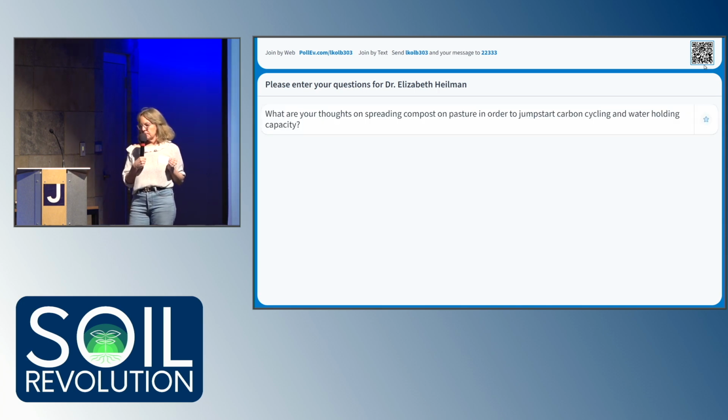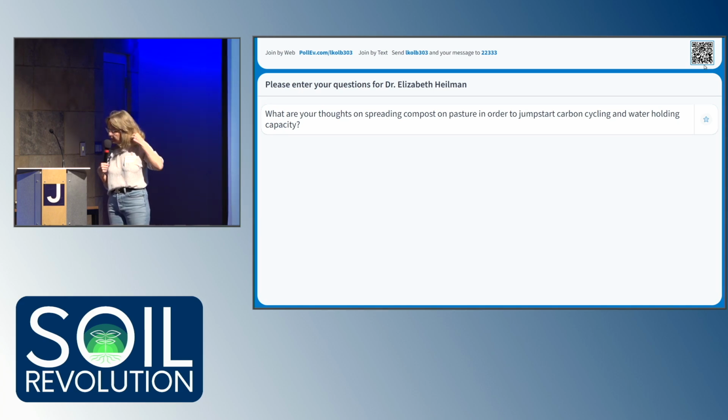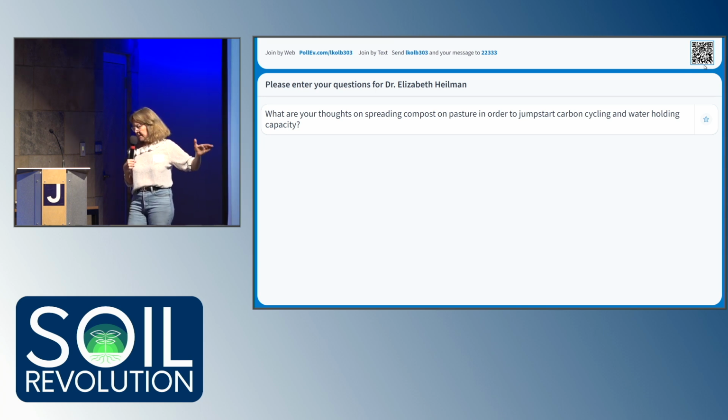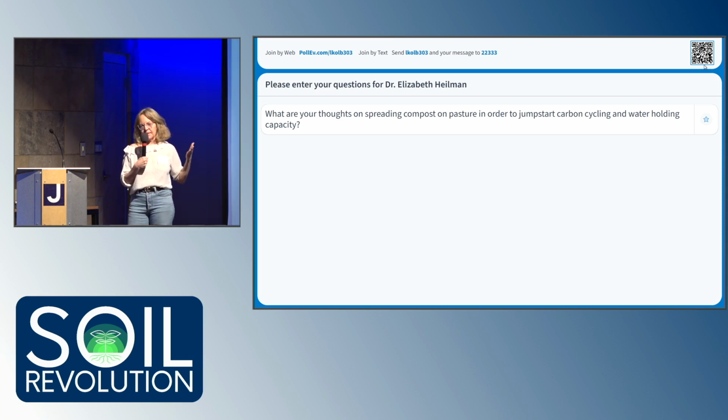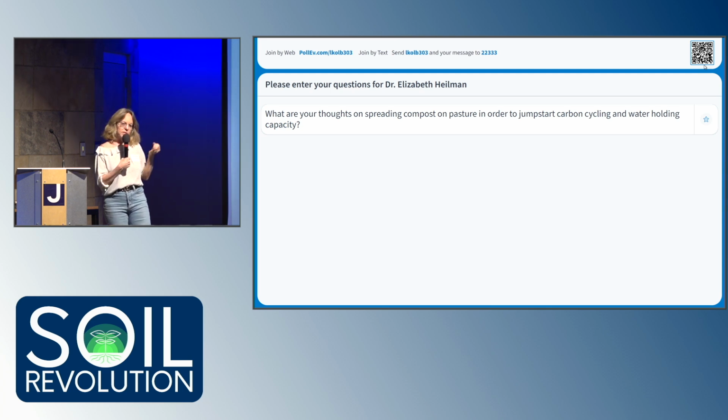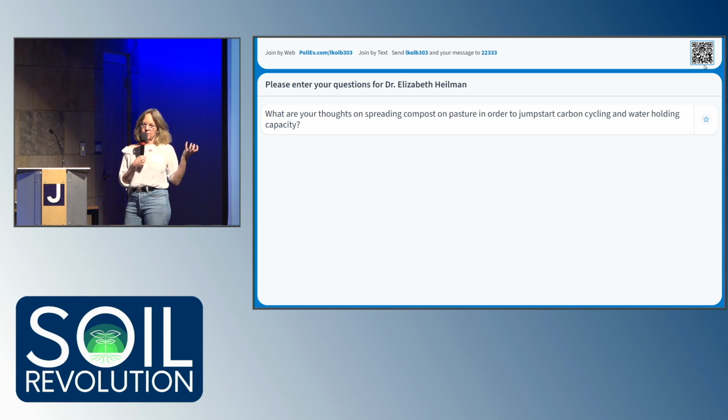Okay, next question. What are your thoughts on spreading compost on pasture in order to jumpstart carbon cycling and water holding capacity? Well, I think the best way to spread compost is naturally, right? If you want compost, have it be natural manure. And if you're feeding cattle hay, have it be bale grazing. Now, if you're doing horticulture, that's different, because then you're looking at compost in a smaller arena. It's very hard to spread healthy compost at scale, right? And fresh manure is completely different than dead manure. Fresh manure is what the soil really wants, and a dung beetle will not go after old manure.